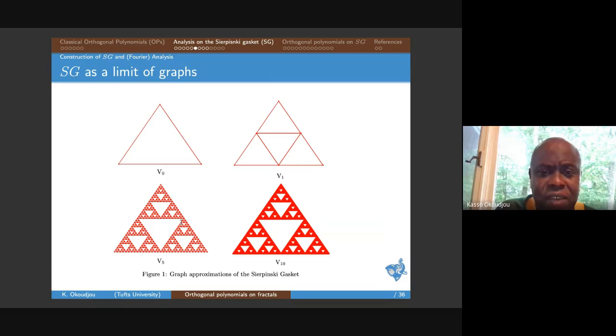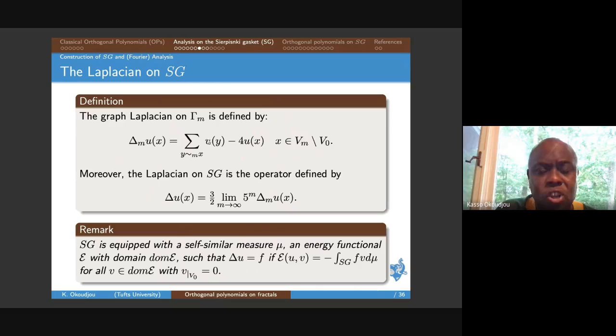So if I want to define the Laplacian, I'm going to define it as a sum of the value of a function over all the neighbors. There are exactly 4 neighbors. And then I'm subtracting 4 times the value at the point. And that's what I'm going to call the graph Laplacian here.